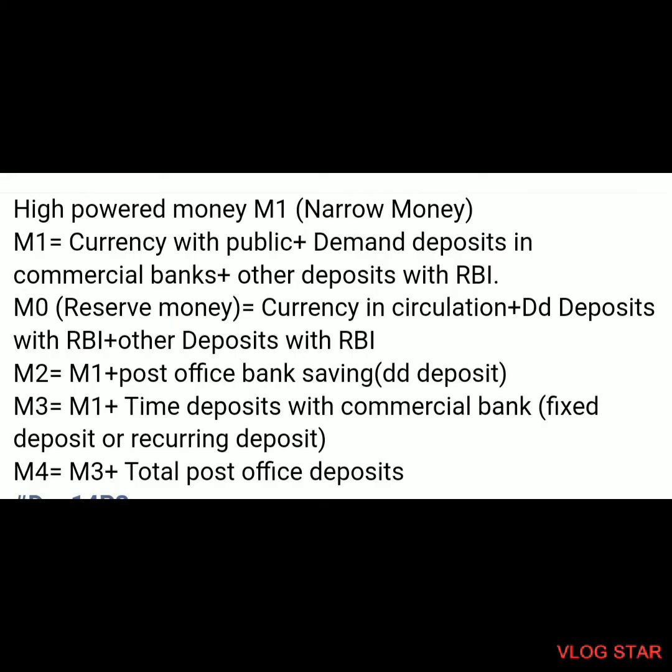Here you can see the components of M1, M2, M3 and M4. M1 is equal to currency with public plus demand deposit in commercial banks plus other deposit with RBI. M0, reserve money, is equal to currency in circulation plus demand deposit with RBI plus other deposits with RBI. M2 is equal to components of M1 plus post office bank savings. M3 is equal to M1 plus time deposits with commercial banks, fixed deposit or recurring deposit. M4 is M3 plus total post office deposits.